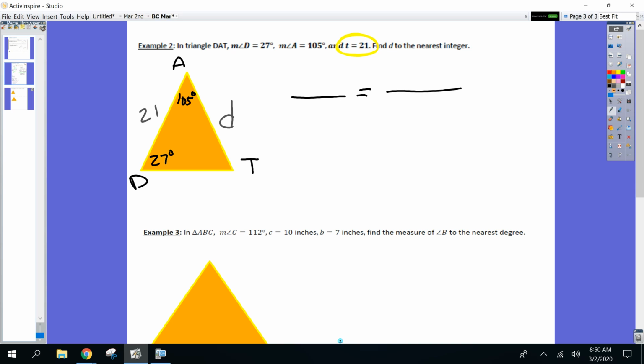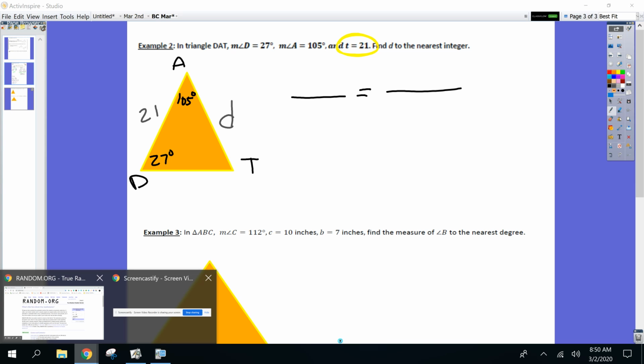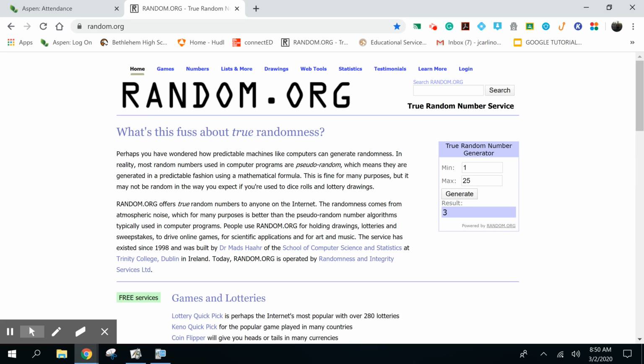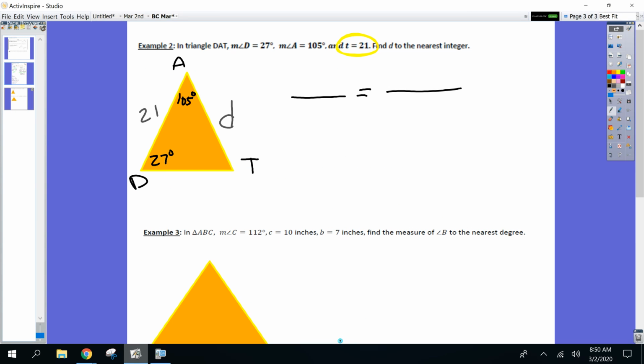Here we go. Give me a side angle relationship that you know so I can start a ratio off. Start us off right. 48, where do we get that from, Charlotte? Because I don't see a 48 on here. Angle T, yep, 108, 180 minus 27 minus 105.